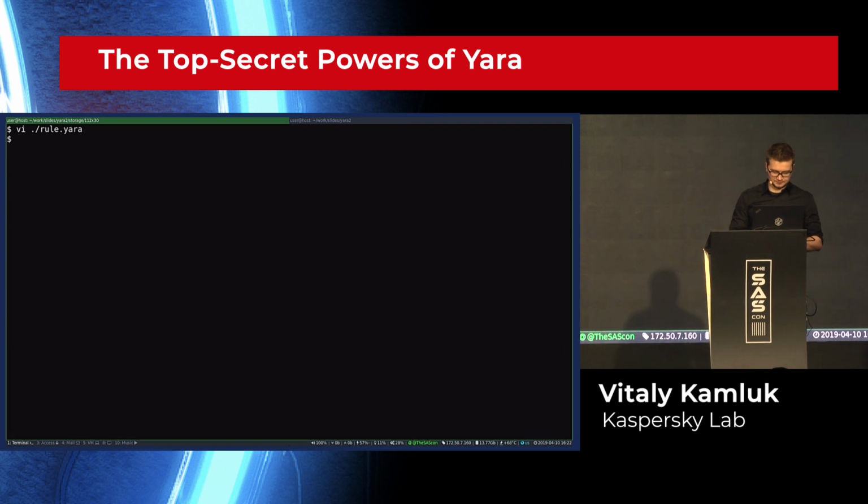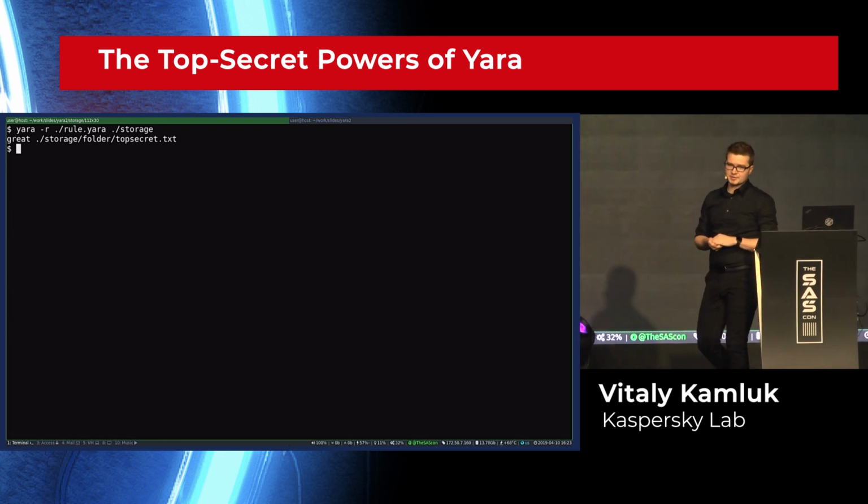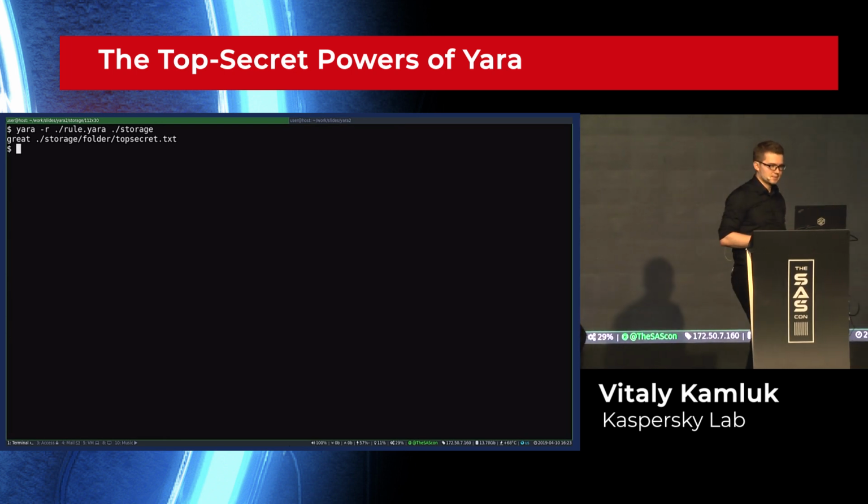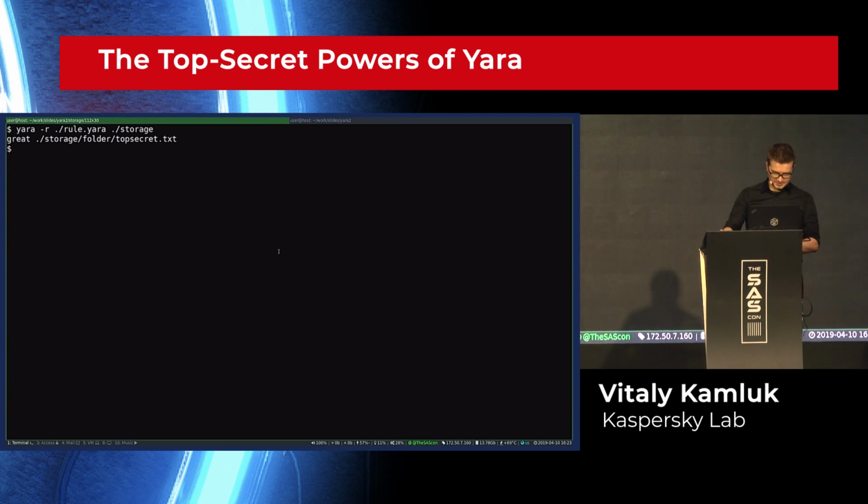I have this directory, storage, where I have some subdirectories. This is what I'm going to scan. So let me use this rule to scan the storage. Okay. And apparently GReAT is always doing something cool. So it sounds like there is something cool here. Let's look at what is in this file that was discovered.